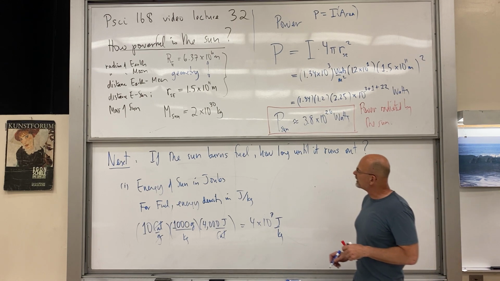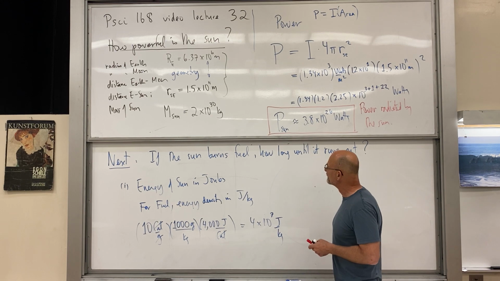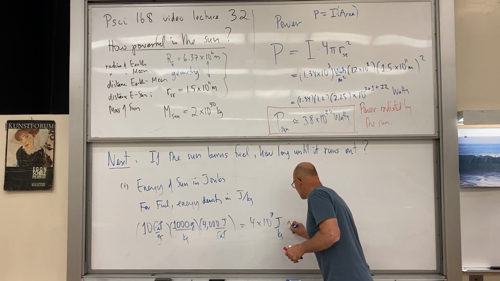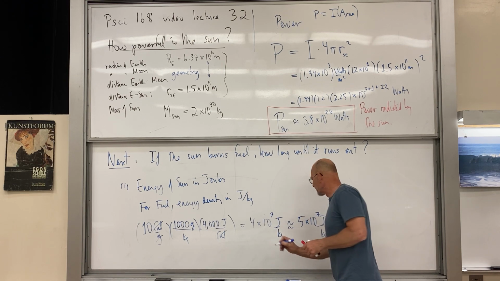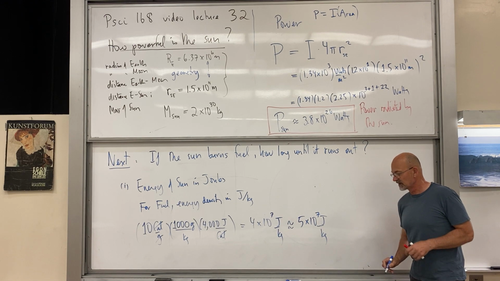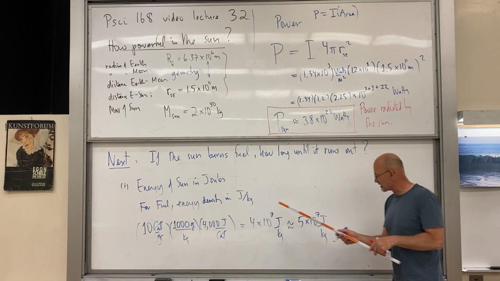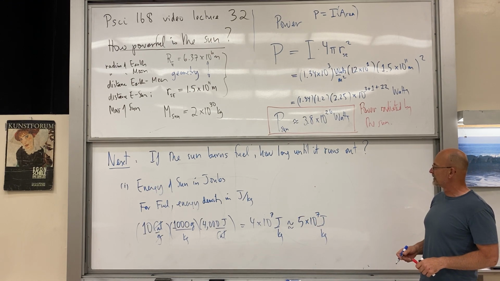And you know, 4 and 2 is a good number. I could even round it up to 5 if I wanted to. So I'm going to round it up to 5. Approximately 5 times 10 to the 7 joules per kilogram. You know, we could have some slightly better fuel, okay? Although that's a good number.